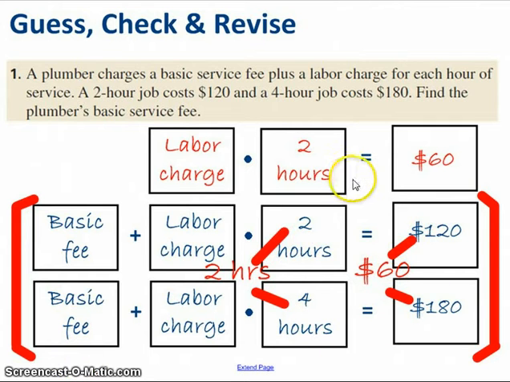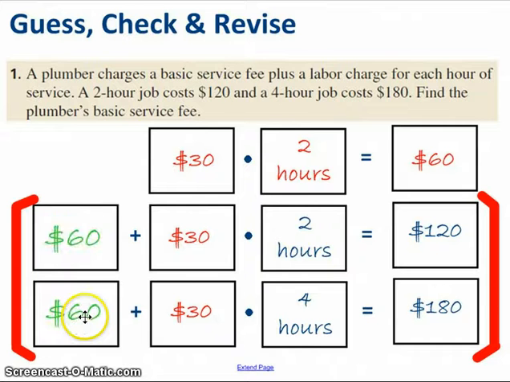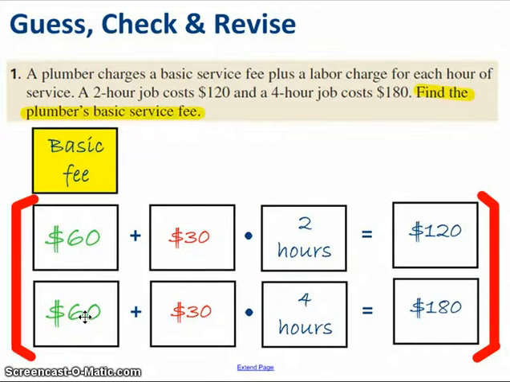Well, if I know that that's the case, then the labor charge must be $30, right? 30 times 2 hours equals 60. So I could put that $30 in every place. So I know the basic fee plus 30 times 2 equals 120. I know the basic fee plus 30 times 4 equals 180. And now I can simply solve for the basic fee. And I'll find that that basic fee is always $60, just like we found before, but much more quickly this time. And that's my answer. The basic fee is 60 bucks.